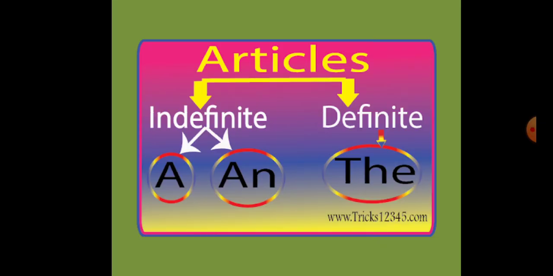In English language, there are total 3 articles, a, an and the. These 3 articles are divided into 2 types, definite and indefinite. Definite article, the, is used to refer to any particular person, place or thing. Indefinite article, a and an, does not refer to any particular noun.